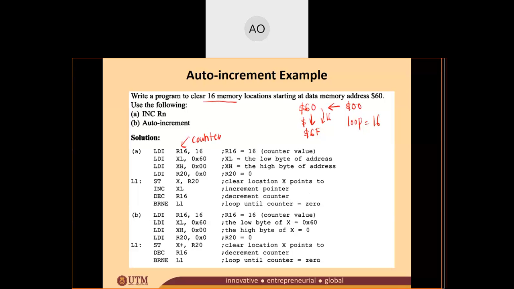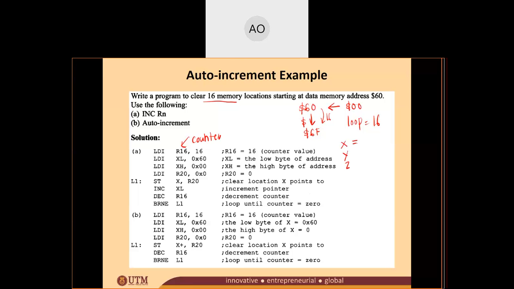Okay, load I R16 with 16. Since we are going to use the indirect addressing mode, we need to choose either the pointer register X, Y, or Z. In this example, we're going to use the pointer register X.